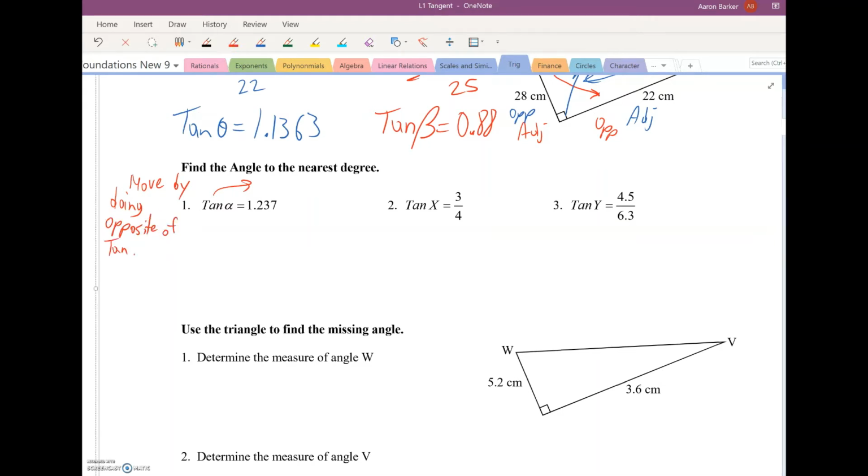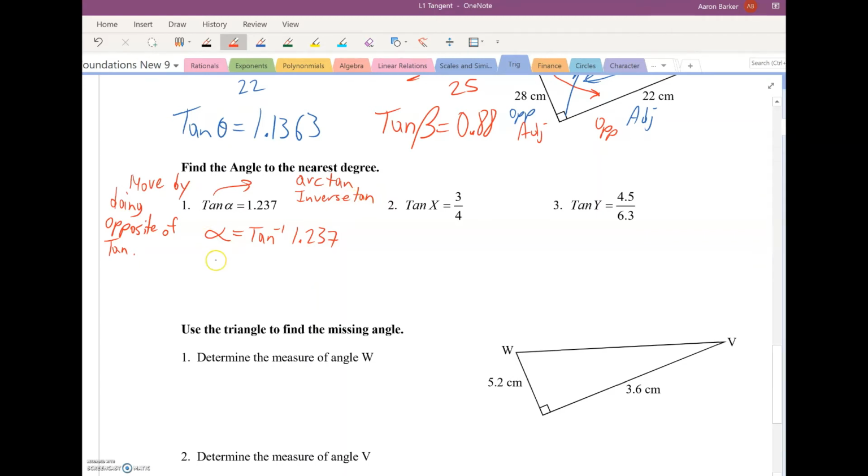So what is the opposite of tan? That's the question. The opposite of tan is tan negative 1. So tan negative 1 of 1.237 gives theta. This is technically called arctan, but because of technology and calculators, we often just call it inverse tan. And some will just say second function tan. But the true math name is arctan.